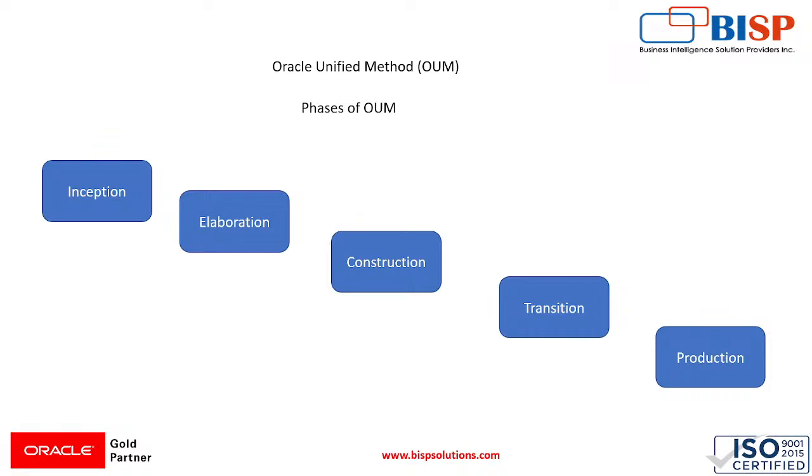So the first phase of the OUM is the inception. First we have to define the project vision, scope, and objectives. Of course, when we start a new project, we have to define what is the vision, what we are going to do, what is the end result, what is the scope, and what are the objectives.